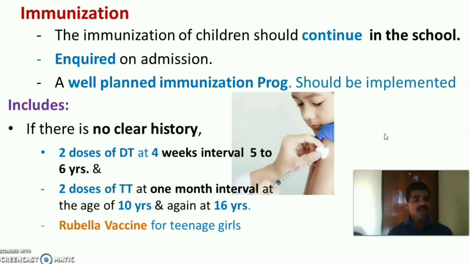If there is no clear history of immunization, they could be given 2 doses of DT at 4 weeks interval at 5 to 6 years on admission. Then 2 doses of TT at 1 month interval at the age of 10 years and again at the age of 16 years. And of course, the teenager has to be given the rubella vaccine at the school.